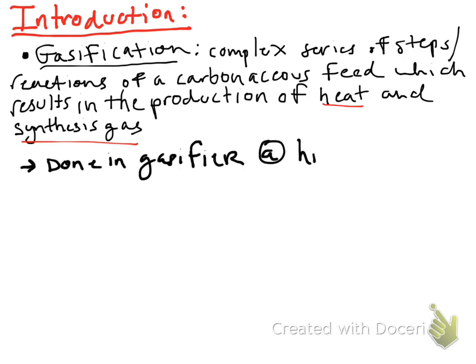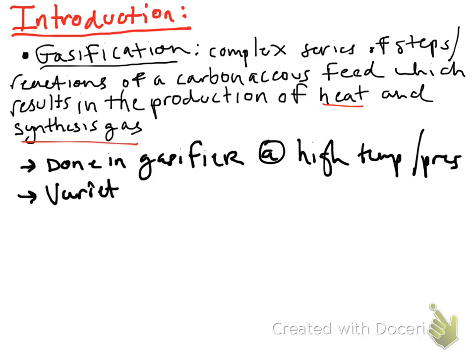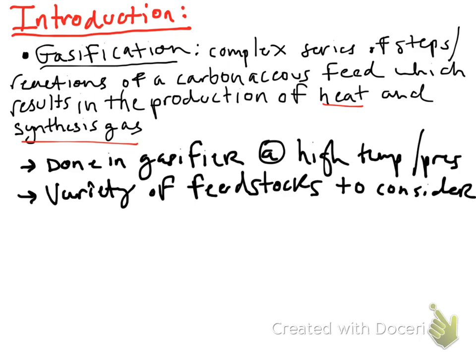So this is done in a unit operation called a gasifier, aptly named, at very high temperatures and pressures usually. Now we'll talk later about different types of gasifiers, but usually it's done at high temperatures and high pressures. Like I said, there's a variety of carbonaceous feedstocks we can consider, and we'll talk a little bit about that later. The main ones being coal. Currently, coal is a big gasification feedstock. Of course, there's also biomass for renewable feedstocks.